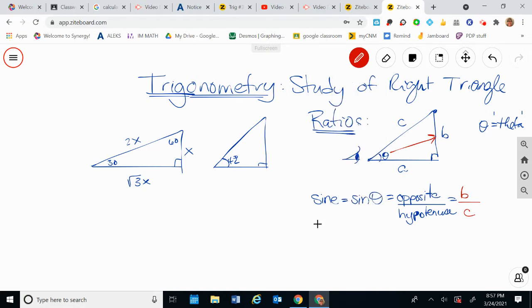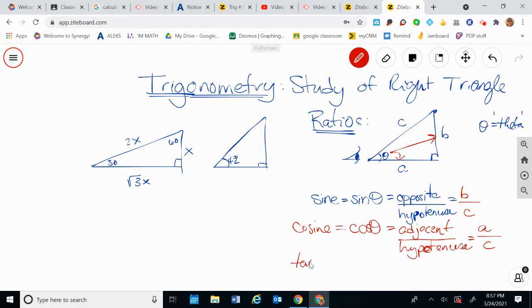The next one is going to be cosine. We represent the cosine as COS. Again, we're going to stand here, and the cosine is adjacent over hypotenuse. You can find the adjacent: it's not the opposite, and it's not the hypotenuse. It's the one that's right next to you that forms one of the rays of the angle that you are at, and it's not the hypotenuse. So adjacent is A over the hypotenuse C.